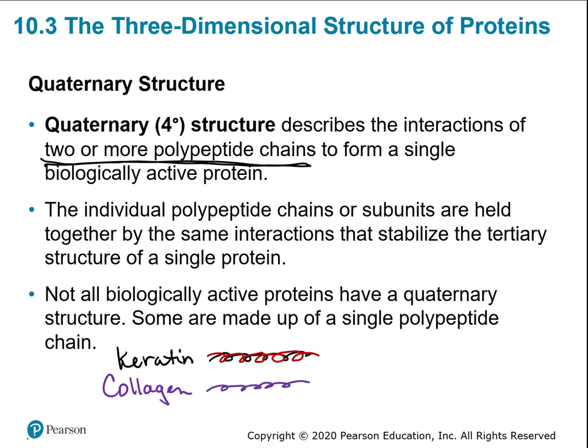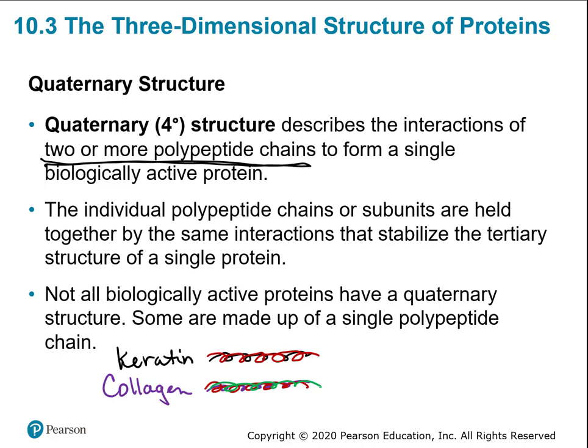So collagen actually has three alpha helix structures that are all wrapped together. And that's going to give it that strong, durable, thread-like structure. So it doesn't have a lot of tertiary structure because it's just little alpha helixes, but it has that quaternary structure because it's more than one protein.